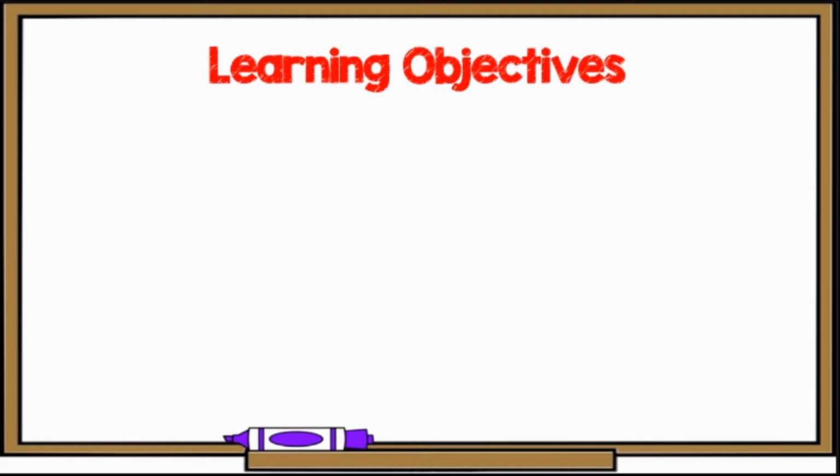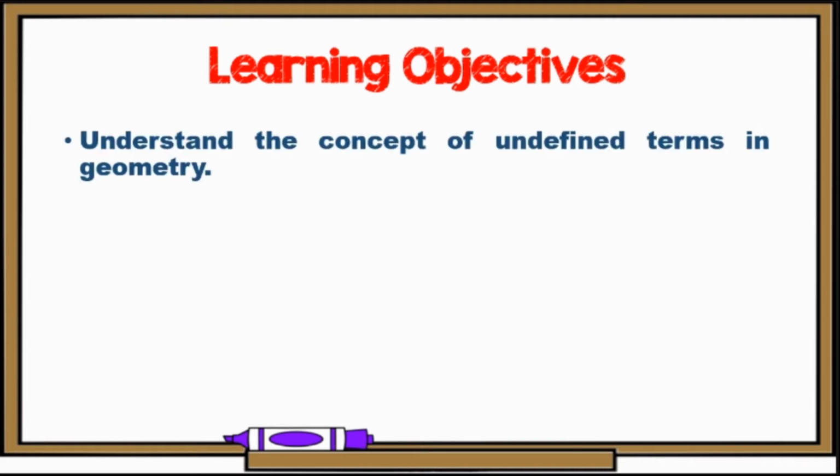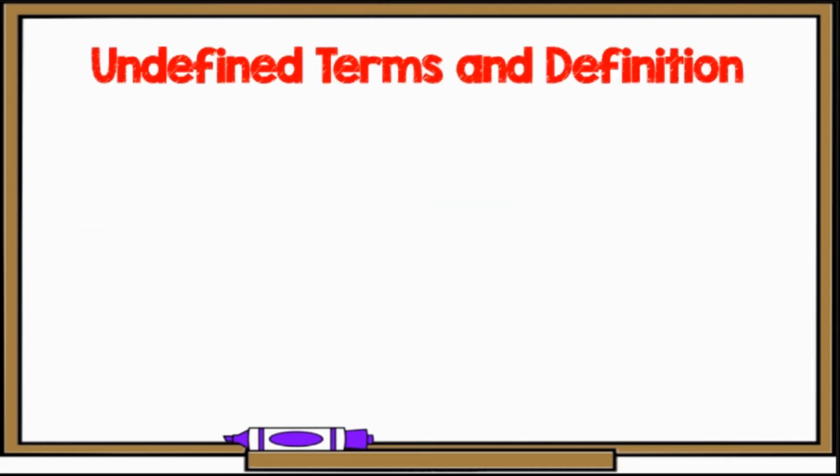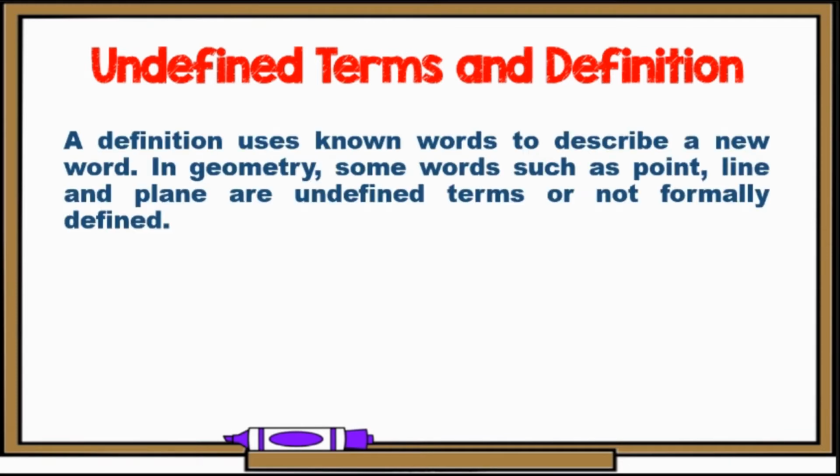For the learning objectives, at the end of this week, you are expected to understand the concept of undefined terms in geometry and use the basic defined terms and undefined terms of geometry. A definition uses known words to describe a new word. In geometry, some words such as point, line, and plane are undefined terms or not formally defined.